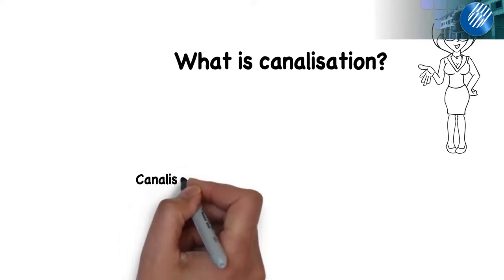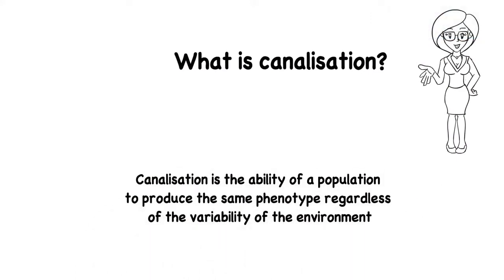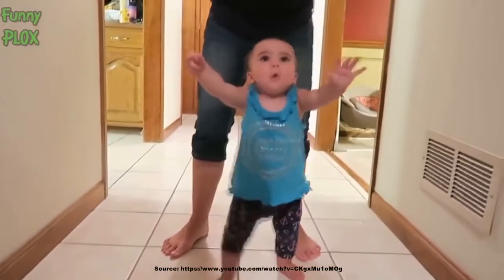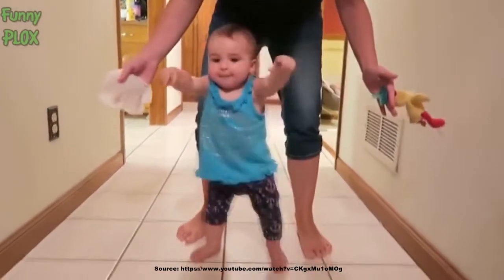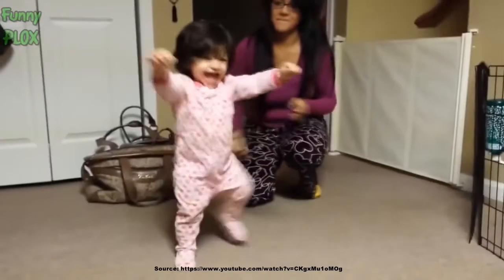Well, canalization is the ability of a population to produce the same phenotype regardless of the variability of the environment. For example, a child will be able to sit up and walk no matter in what environment the child is in, and she or he can pick up speech ability in any environment. The gene restricts the development of certain traits to one or a few outcomes even in response to different environments, except in cases of strong environmental forces.